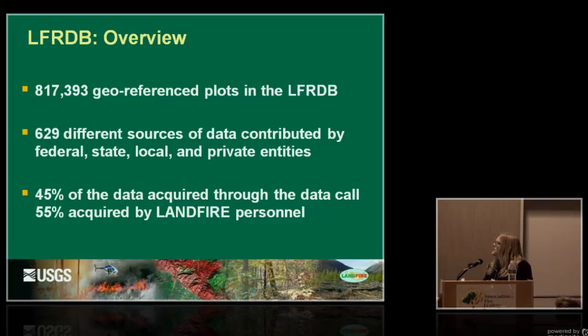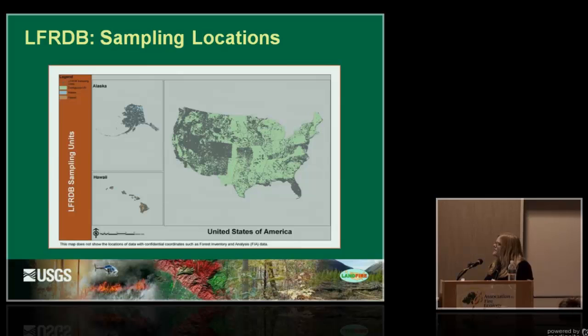This kind of shows you a distribution of the plots that we have throughout the United States in the LFRDB. This slide, however, does not show the location of plots that have confidential coordinates. So there's about 99,000 plots that have confidential coordinates, such as the Forest Inventory Analysis data, that aren't on this map. But you can still get a good sense of where our information is located.